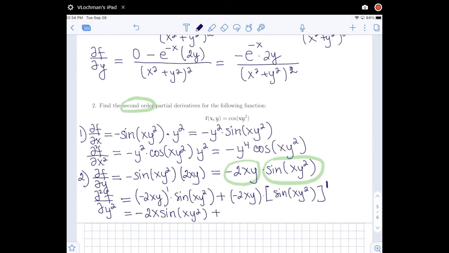What happens here? This stays as is, negative 2xy. The derivative of sine, that's cosine. And then the derivative of the inside with respect to y, that would be 2xy, right? So if you want, you can combine these two terms right here. That would be negative 4x squared y squared. Simplify it just a little bit.